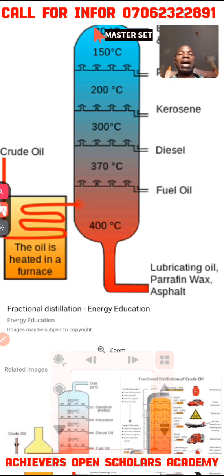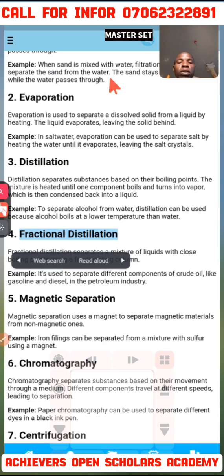This one can evaporate more liquid with close boiling points. They have close boiling points. This is fractional distillation, the method of separating fuel or crude oil. That's one of the methods. Now let us move to the next one.